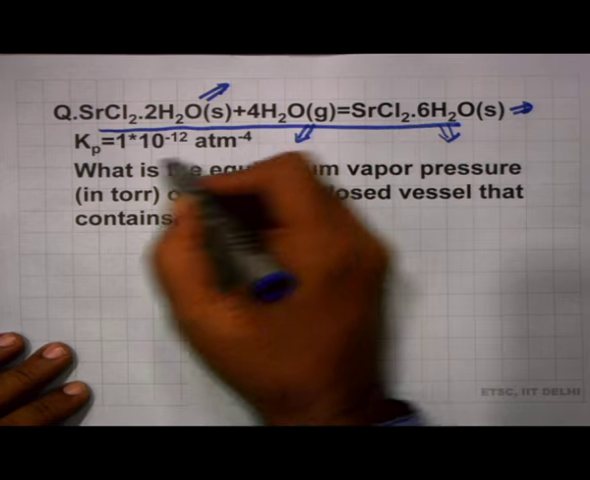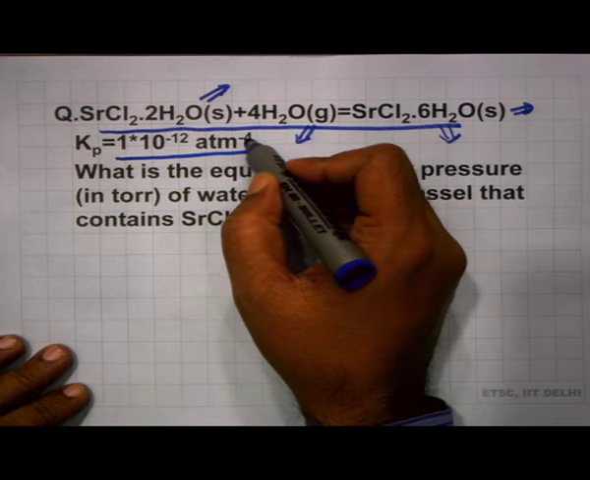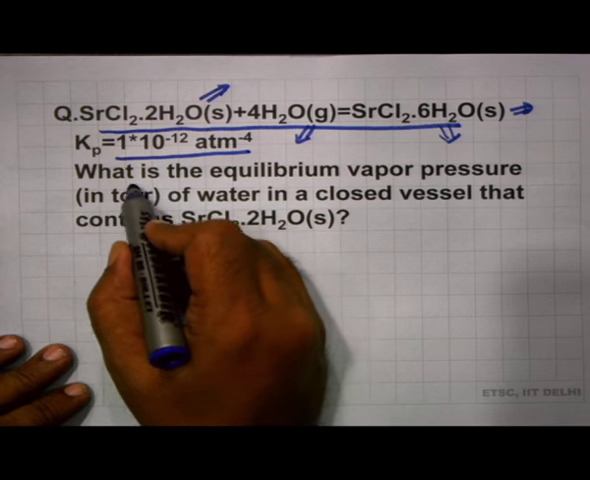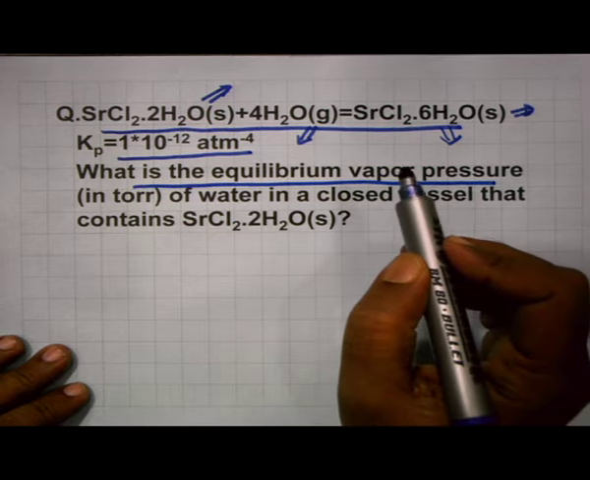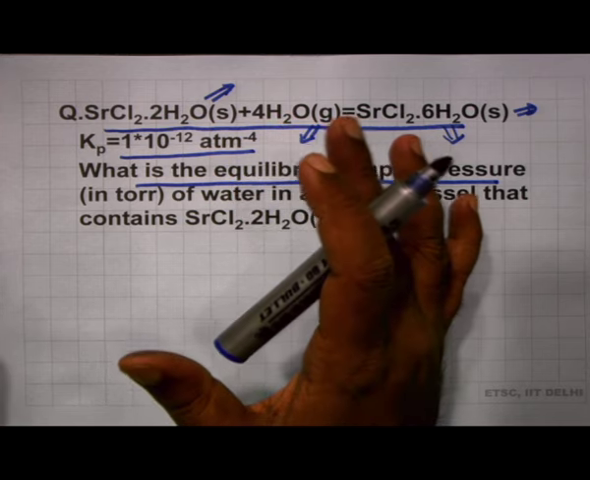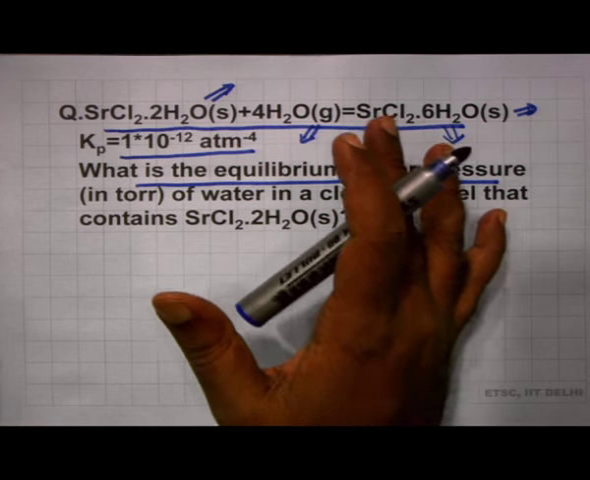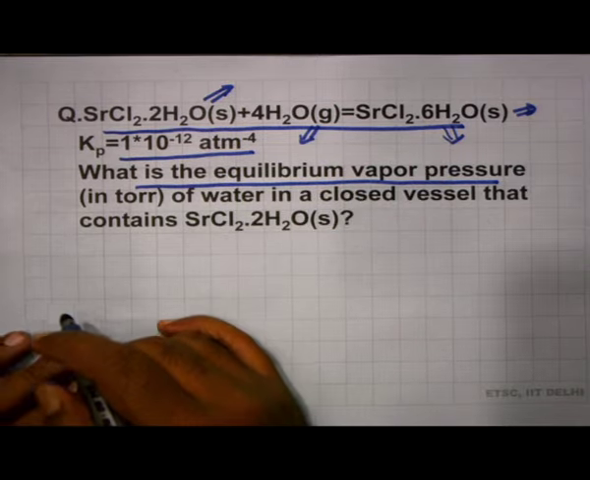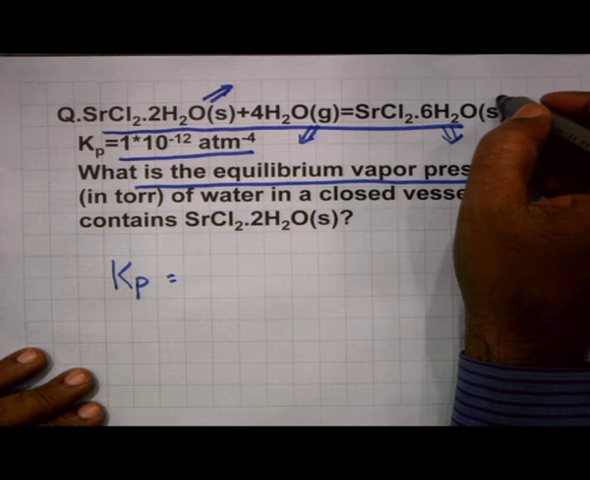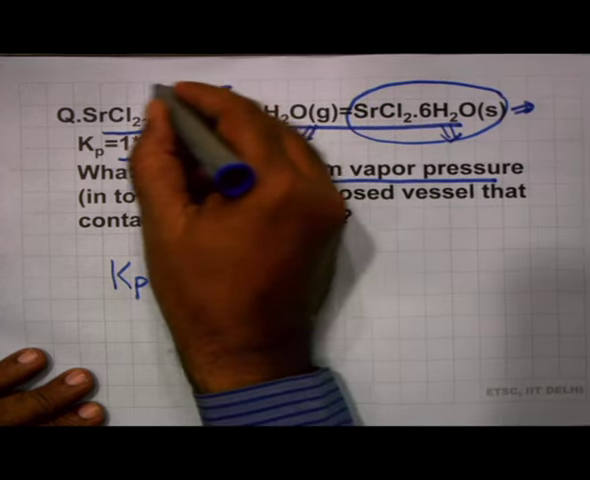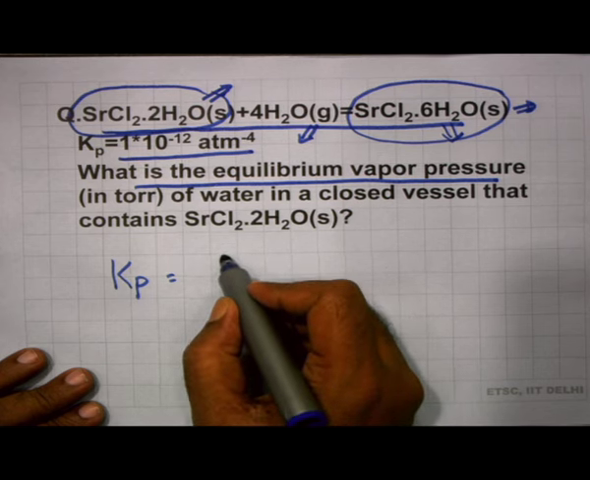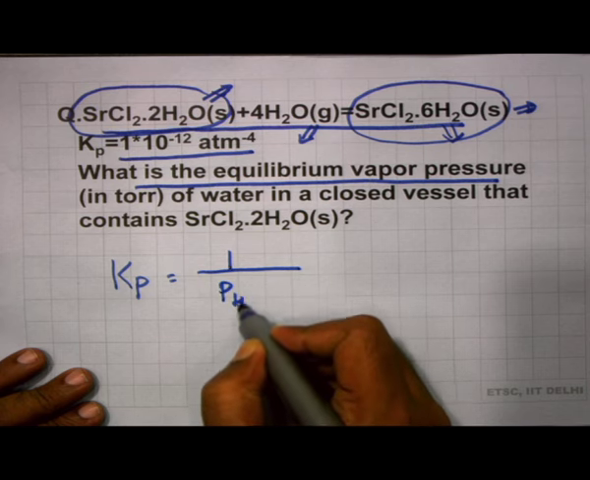And for that Kp is given as 1 into 10 to the power minus 12 atmosphere to the power minus 4. And then what you need to do is calculate the equilibrium vapor pressure. So, you see, this is the second type of question in which Kp is given, your equilibrium constant is given, and now you have to calculate the equilibrium pressure. Okay. So, in that case, you can simply start with Kp, and you see these 2 are solid phases, and so you can simply ignore them, and we can write Kp is equal to P_H2O.